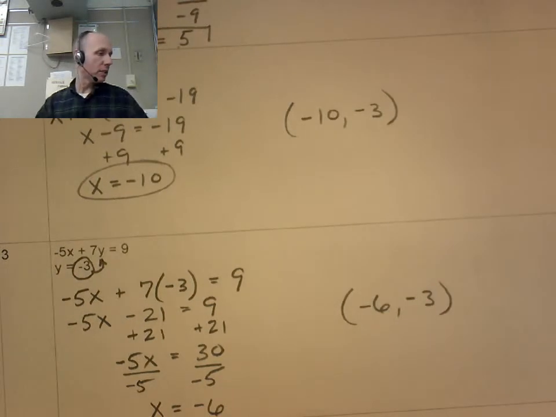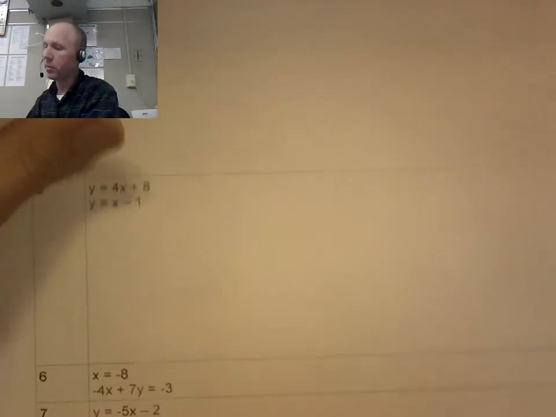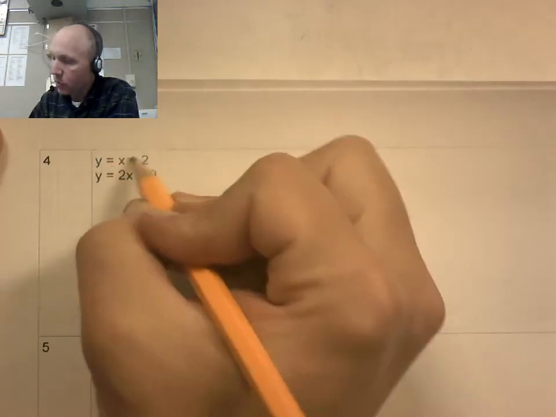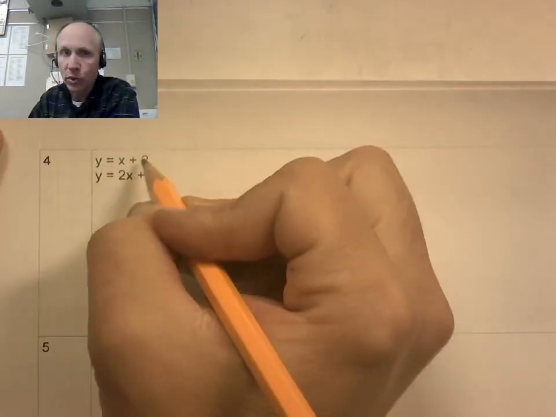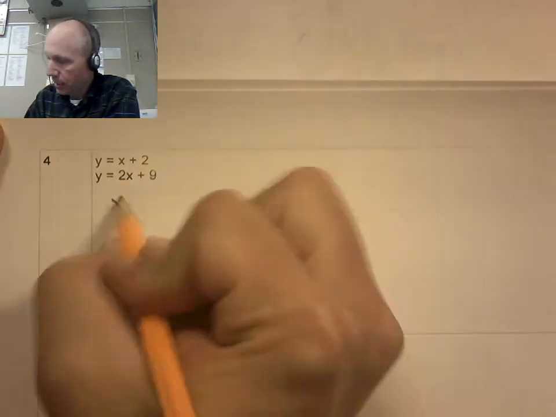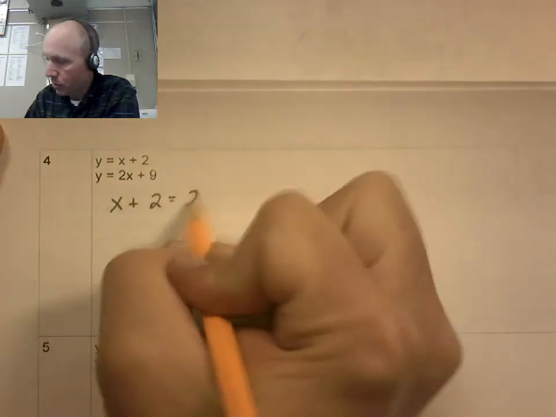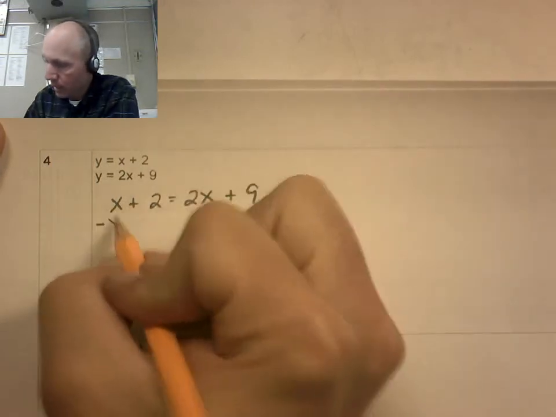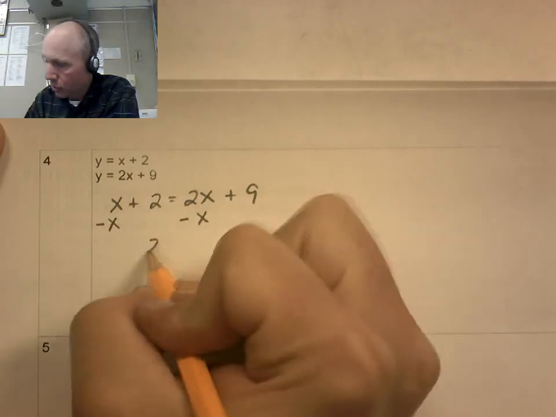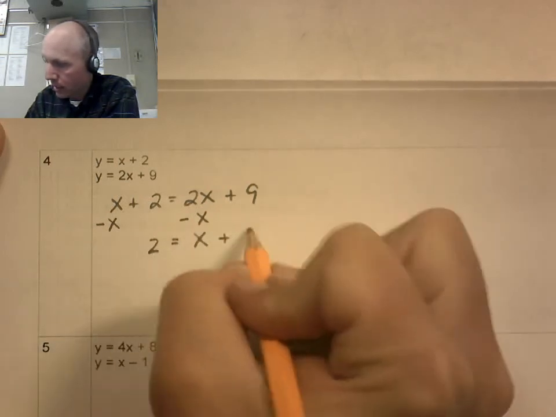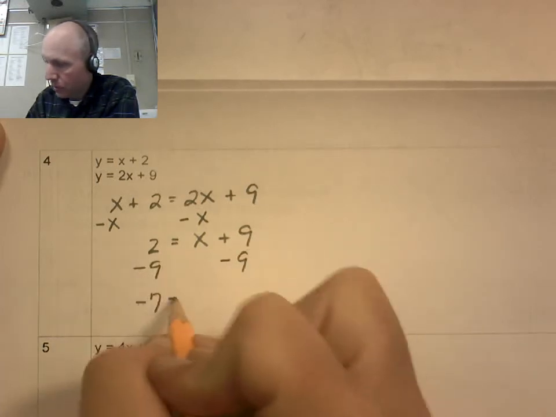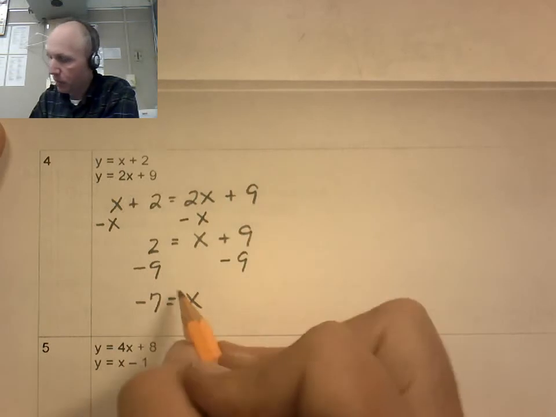Now for the next part that's a little bit more challenging. Here are a system, and they're both in slope-intercept form. So what I'm going to do, since y equals this and y equals this, I can set them equal to each other. So I know that x plus 2 equals 2x plus 9. I'm going to subtract x from both sides. That's going to give me 2 equals x plus 9. I can subtract 9 from both sides. So x equals -7. There's my x value.